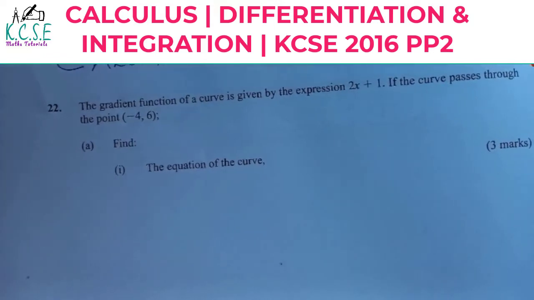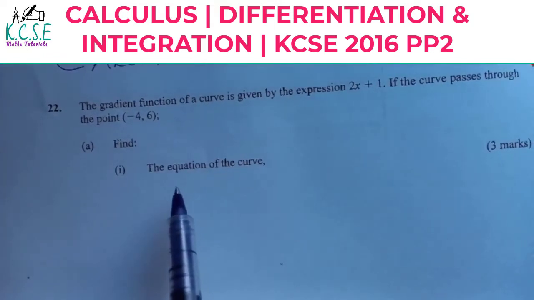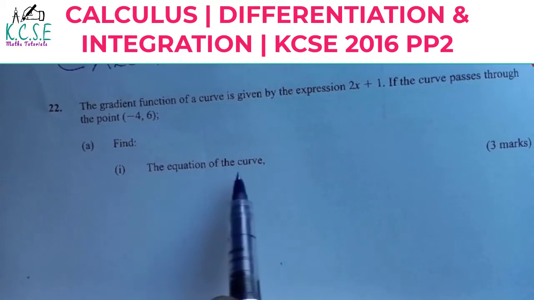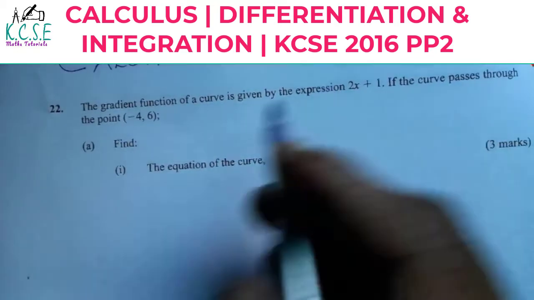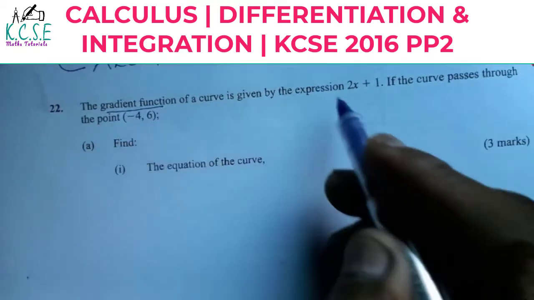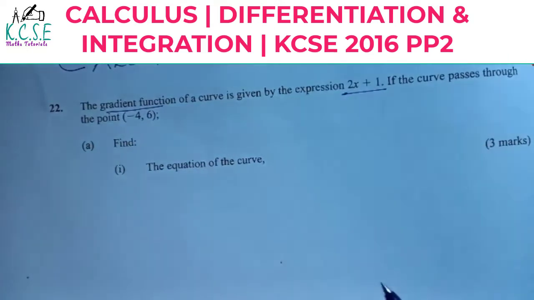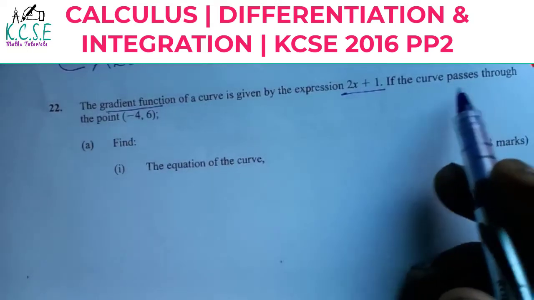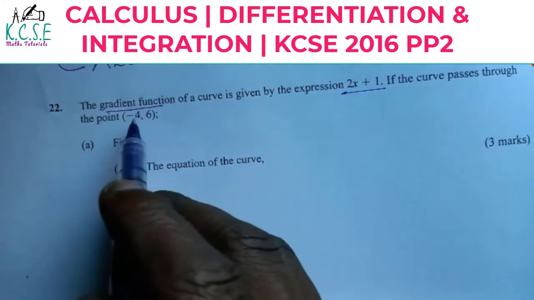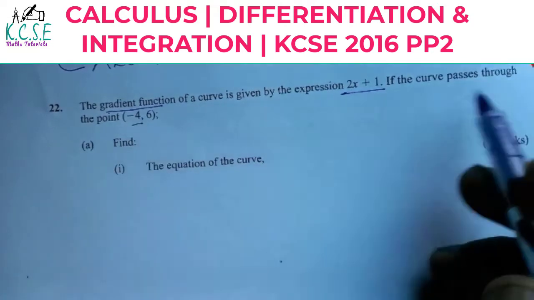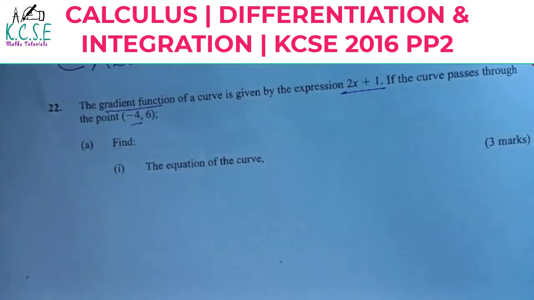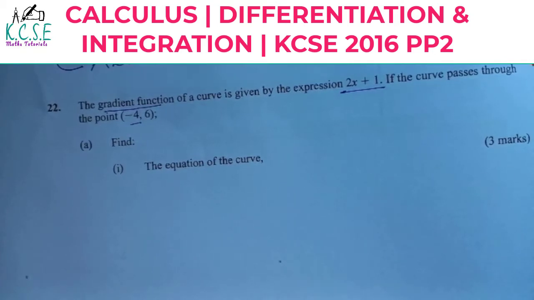Now for the first part, you are required to find the equation of the curve. You're given the gradient function of the curve, which is 2x plus 1. Then you're given a point that the curve passes through. So given the gradient function of the curve, how do you find the equation? And also you're given one point where the curve passes.